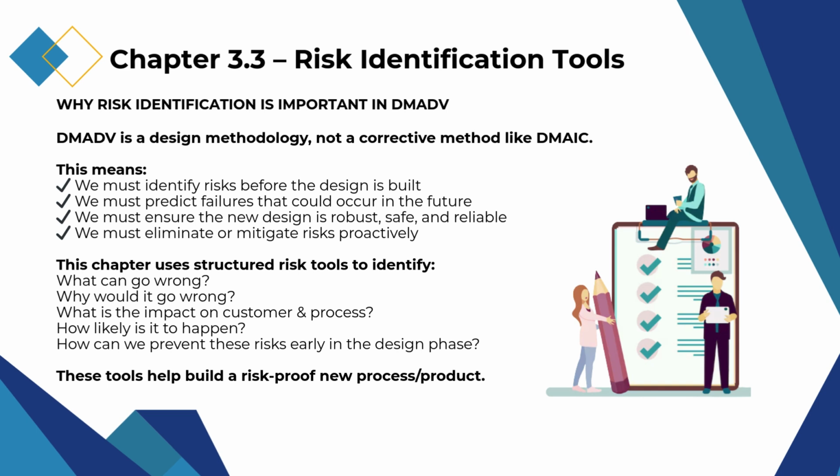DMADV is a design methodology, not a corrective approach like DMAIC, which means risks must be identified before the design is built rather than after failures occur. In this chapter, we use structured risk identification tools to predict what could go wrong in the future, understand why it might happen, assess the impact on customers and the process, and evaluate how likely each risk is to occur. By proactively eliminating or mitigating these risks during the define phase, we ensure the new design is robust, safe, reliable, and capable of meeting customer expectations, ultimately helping us build a truly risk-proof product or process.